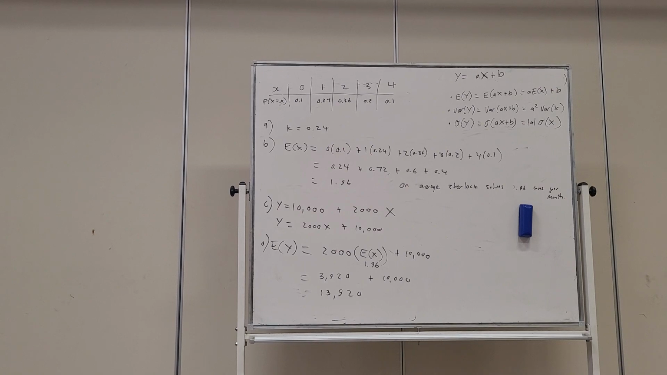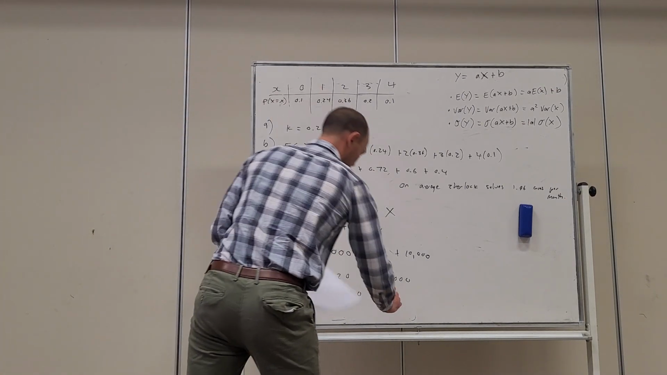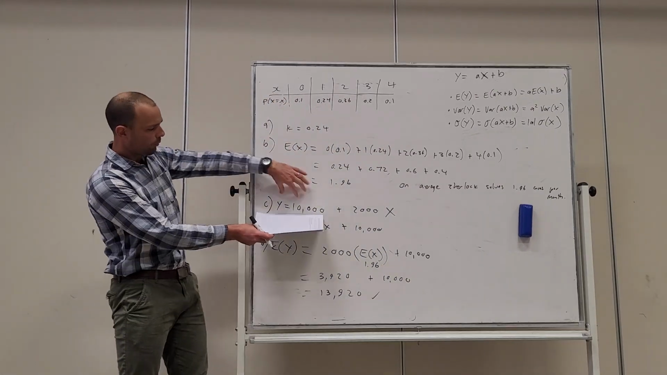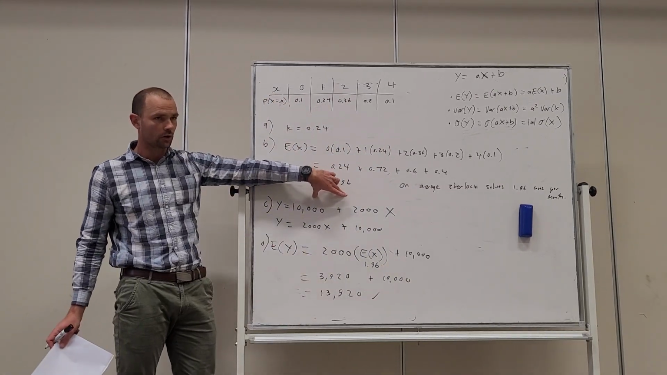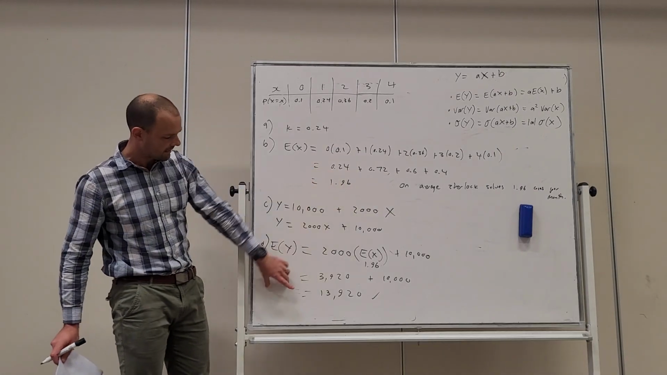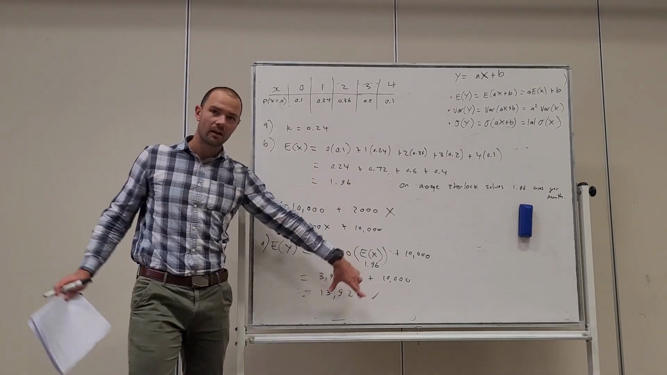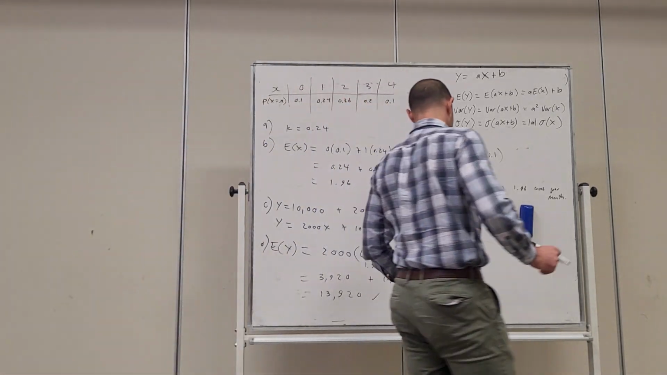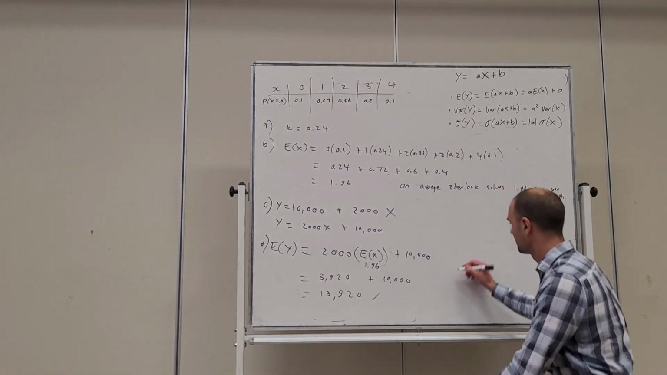All right, find E of y. Here's E of y. Describe its meaning. All right, y, the variable y is the amount of money Sherlock earns per month. This is the expected value of y. So on average, we expect him to earn $13,920 a month.